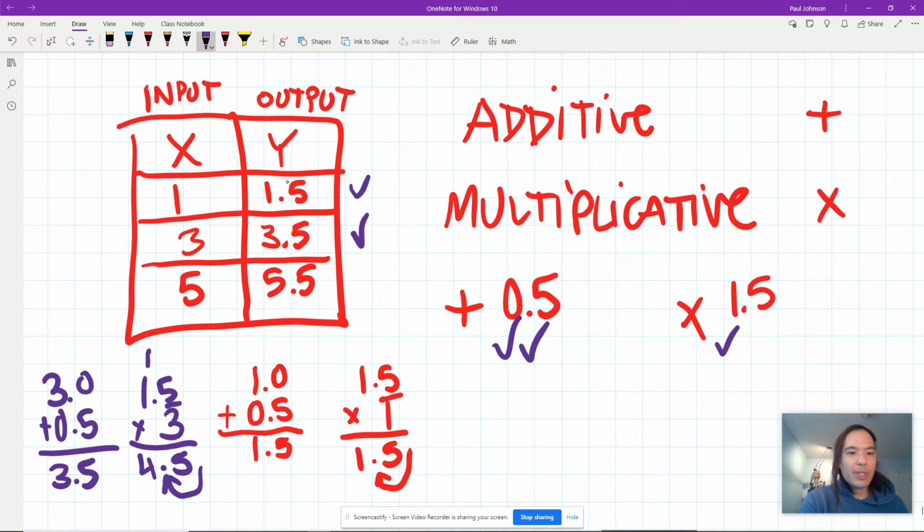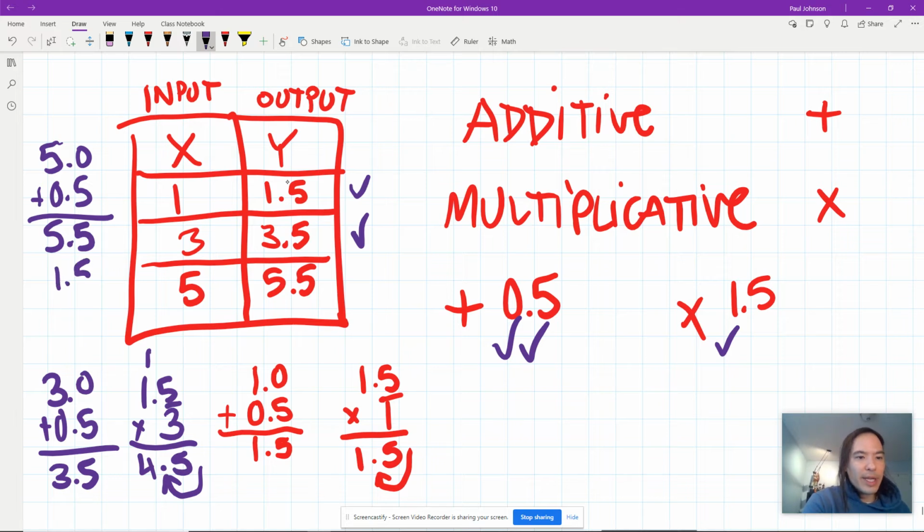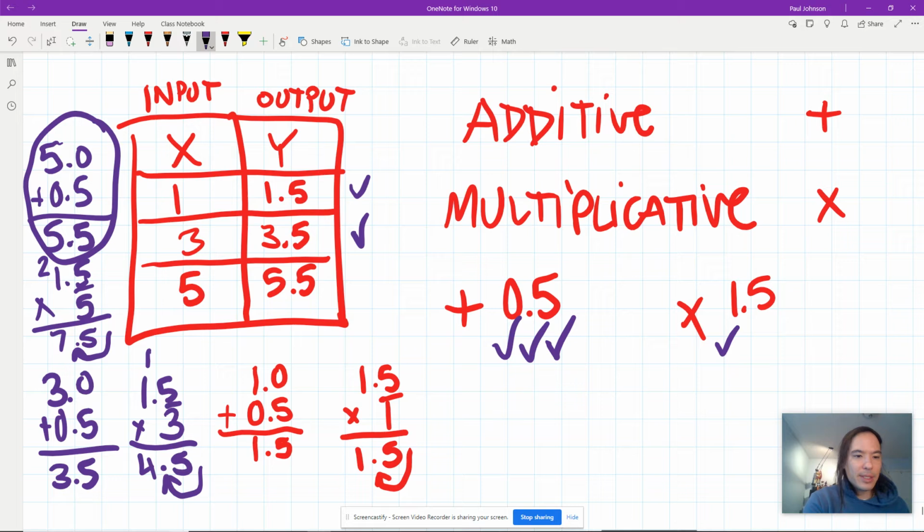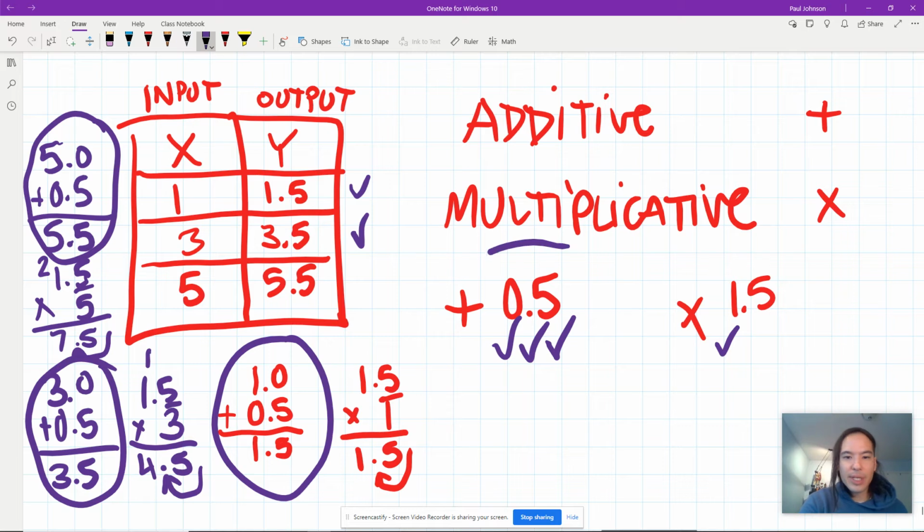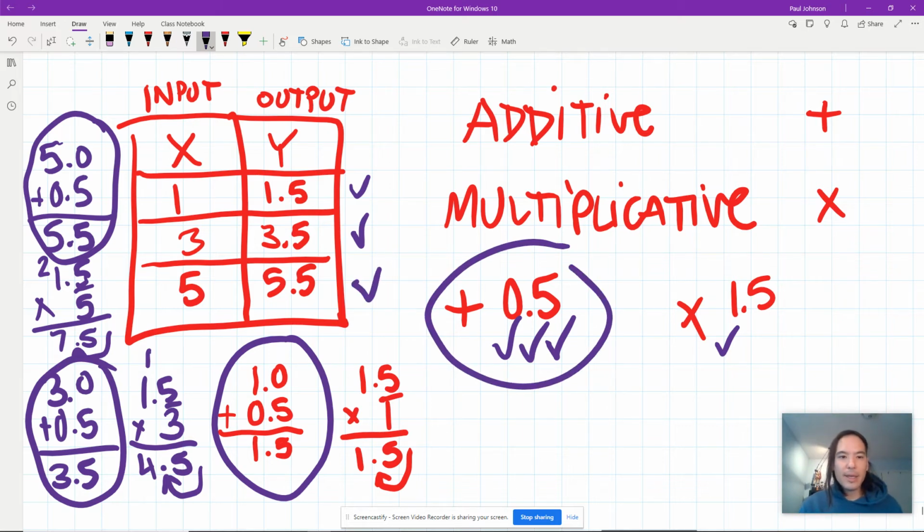So let's check our work one more time with 5. If we took 5 and added 5/10, we would get 5 and 5/10. If we took 5 and multiplied it times 1 and 5/10, we would get something completely different. We get 7 and 5/10. So was this column right here a plus 5/10 or a times 1 and 5/10? Yeah, we had to add 5/10 and it worked out. This time we added 5/10 and it worked out. This added 5/10 and it worked out. So with all three columns, adding is our rule.